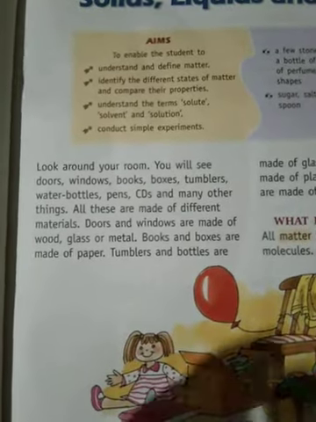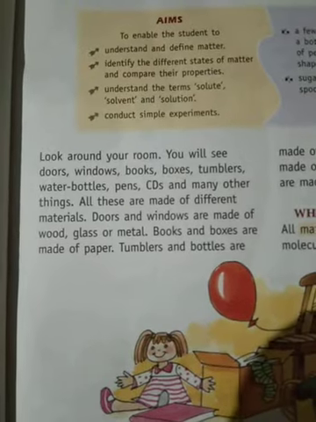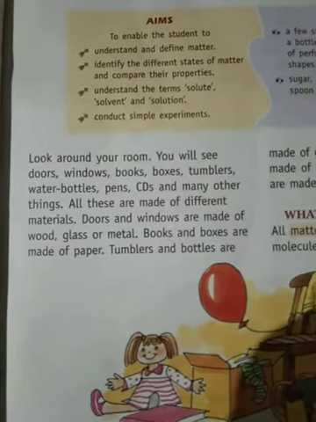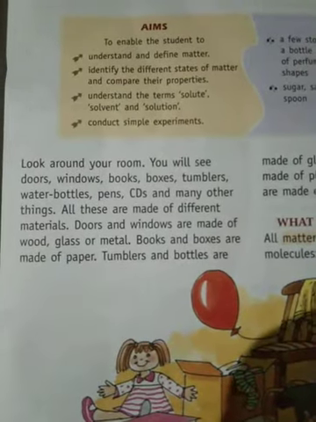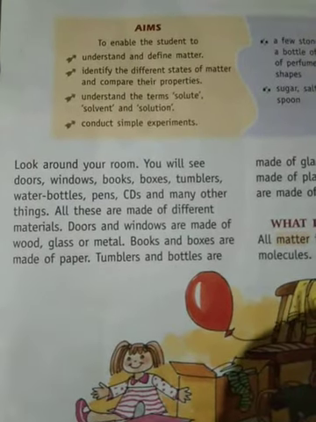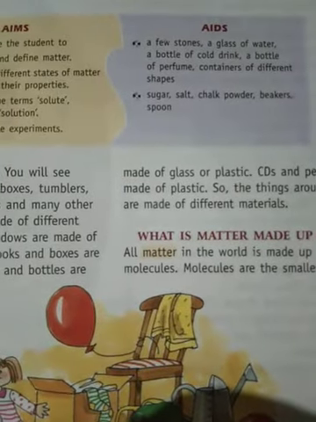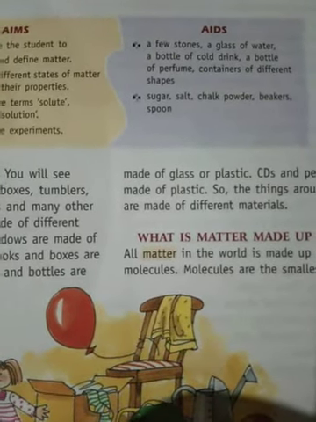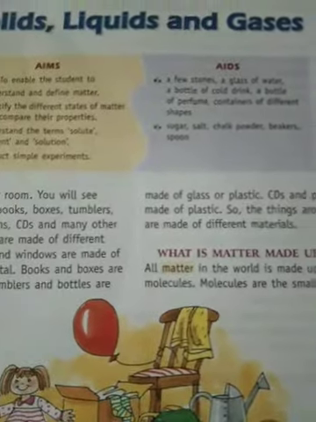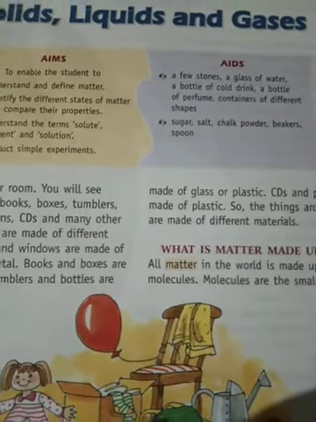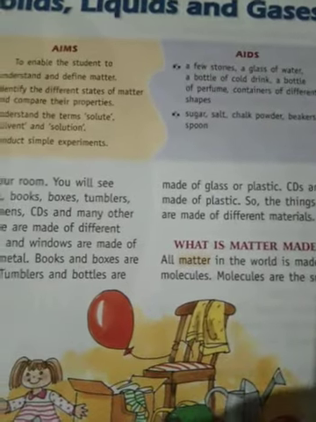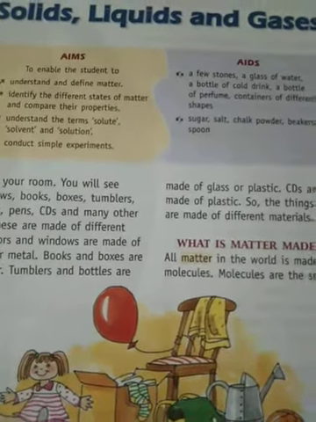Now books and boxes are made of paper. We all know about it. Not much remains to understand here, I think. Now tumblers and bottles are made of glass or plastic. I hope you are all quite familiar with the material used to make tumblers and bottles. So what are those materials?